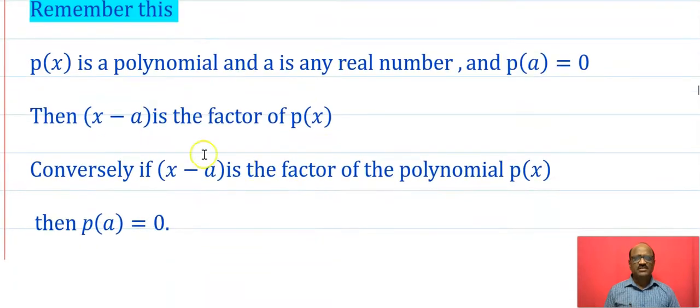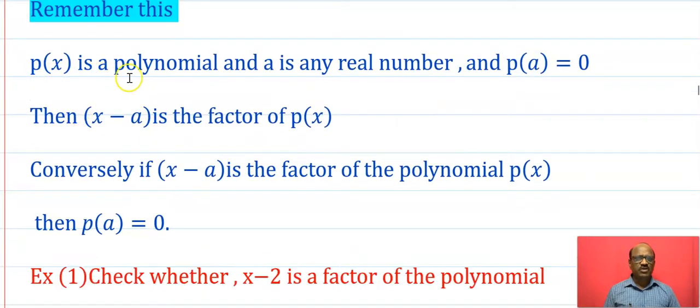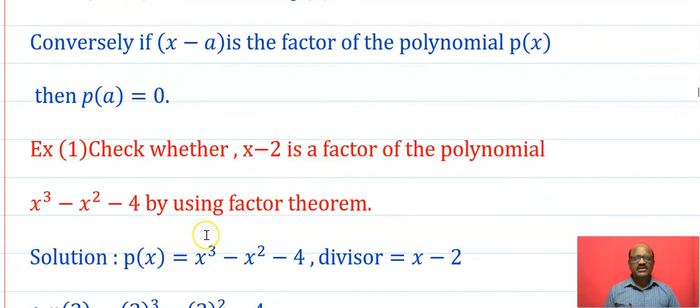Therefore remember this. That is, if p of x is a polynomial and a is any real number and p of a is 0, then x minus a is a factor of that p of x. But conversely, if x minus a is a factor of the polynomial p of x, then what is the value of p of a? P of a is 0. Now we will check in this manner.